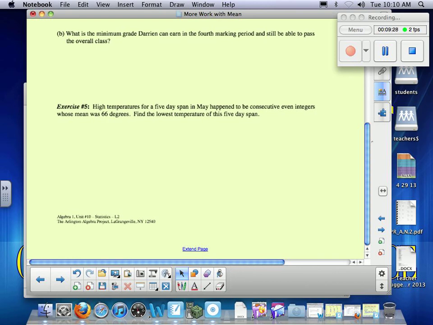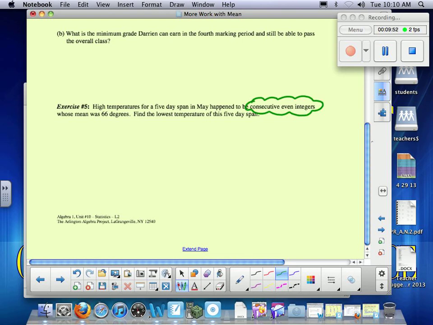This looks confusing. Okay, so high temperatures for a 5-day span in May happen to be consecutive even integers whose average is 66 degrees. Find the lowest temperature of this 5-day span. Let's come back and talk about this idea of consecutive even integers. We haven't seen them in a while.